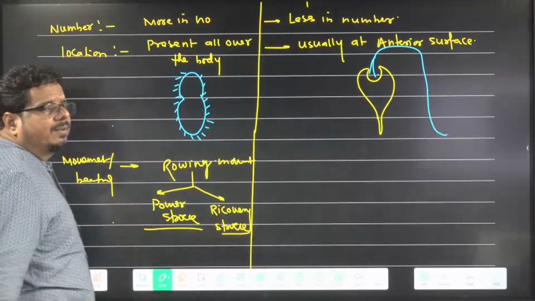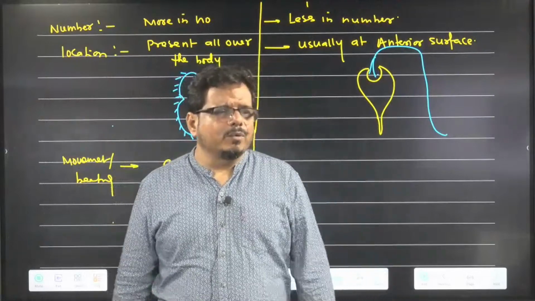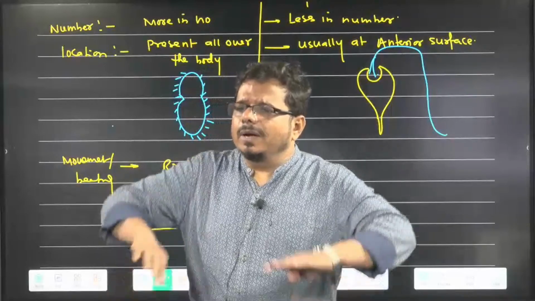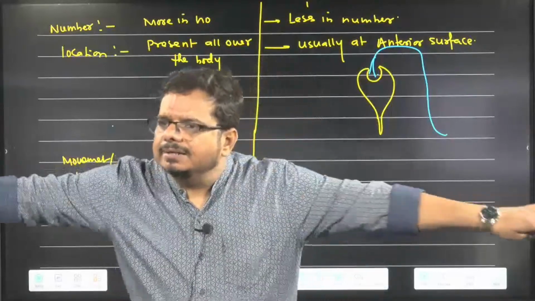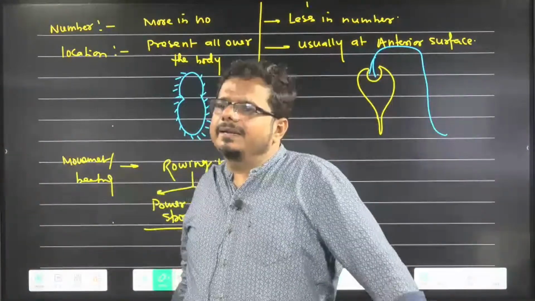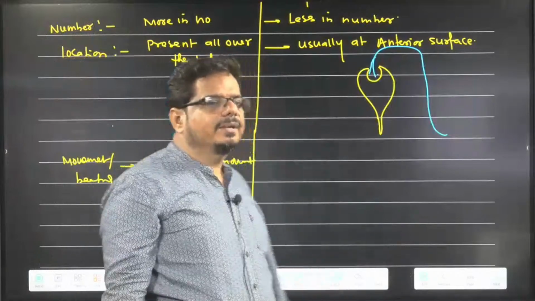So what is the power stroke? When cilia move, how are they moving? They are moving like a swimmer. You know swimming? When you swim in the water, you are cutting the water like this. So which stroke is it? Power stroke. And then next time you are putting your hand like this. Which stroke is it? Recovery stroke.